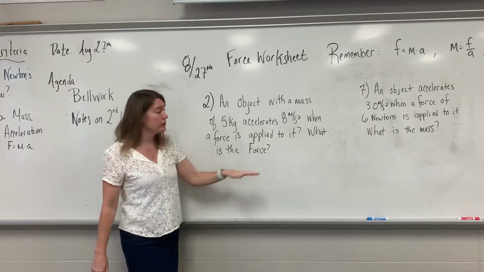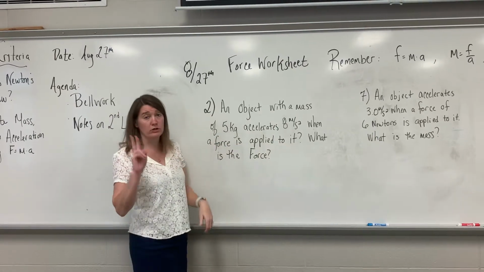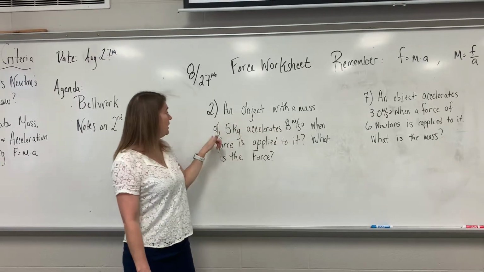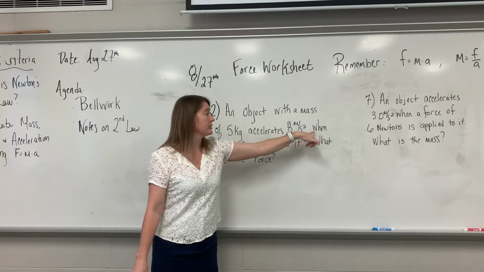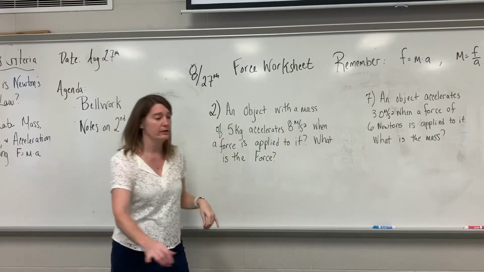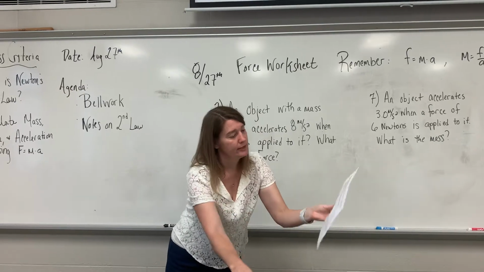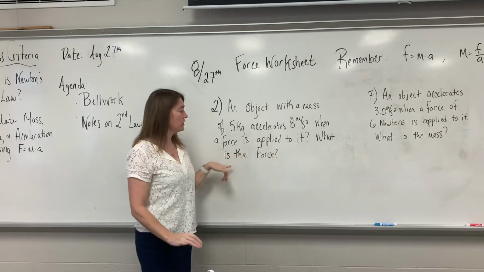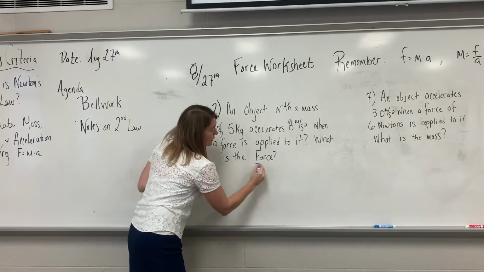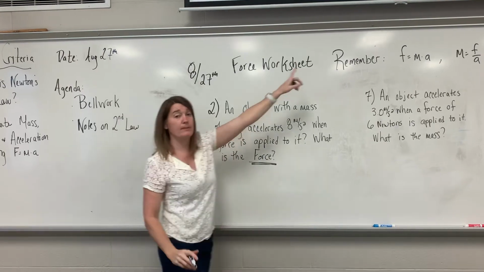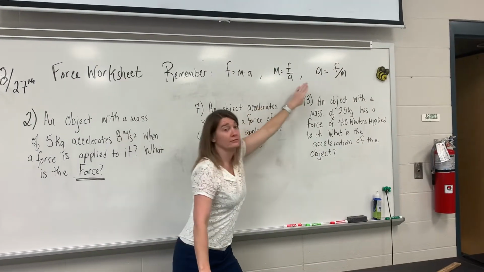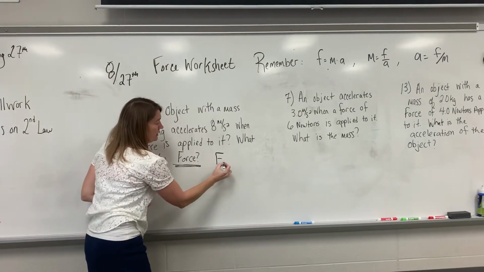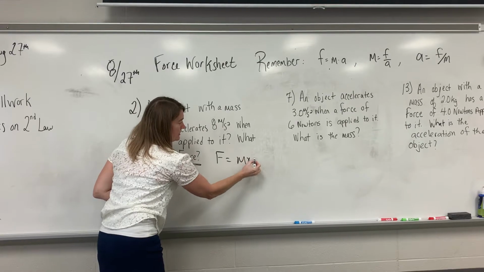I'm going to explain how to do the first question or second question on your worksheet today. You have to locate force. It says an object with a mass of 5 kilograms accelerates 8 meters per second squared when a force is applied to it. Okay, that came off of this worksheet right here. Okay, it asks you to find force. You're looking for force. You have to go up here to which equation locates force, and that's this one. So you do F equals mass times acceleration.